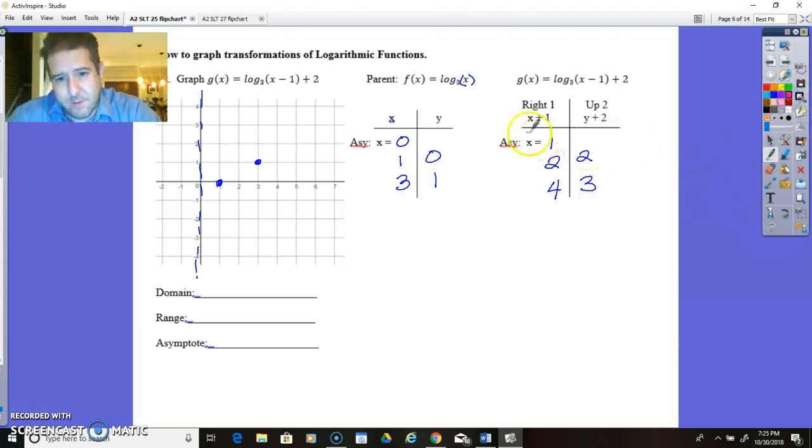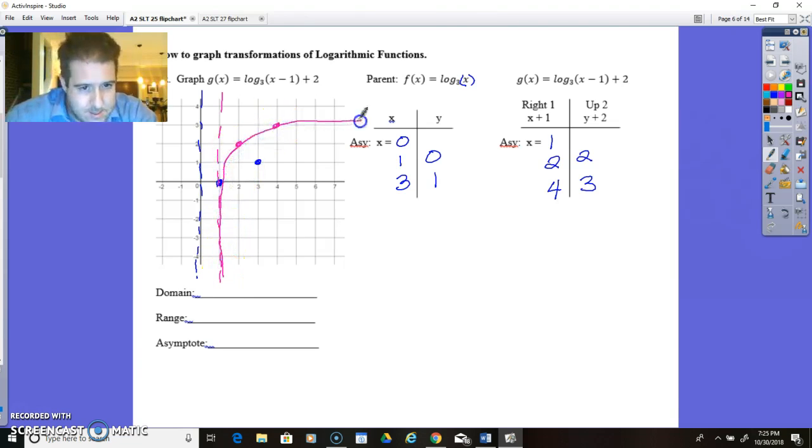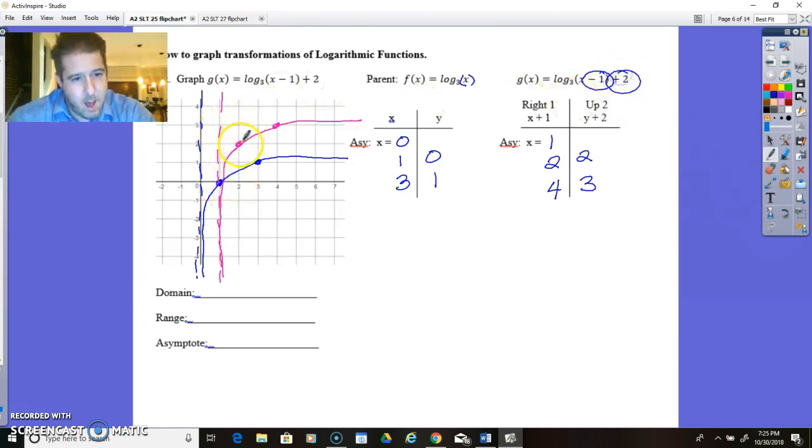All right, I'm going to graph this one in a different color. So it's got an asymptote of x equals 1. And it's got 2, 2. And then it's got 4, 3 right here. And what you should be noticing is that this graph and this graph look pretty much exactly the same. The only difference is this one's been slid 1 right. You can see that in the asymptote. And it's also been translated 2 up. So this point went up 2. So this point got slid 1 right and 2 up. This point got slid 1 right and 2 up. That's what's been done to all the points. Great.